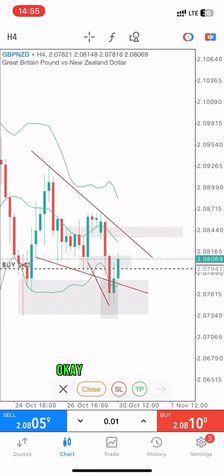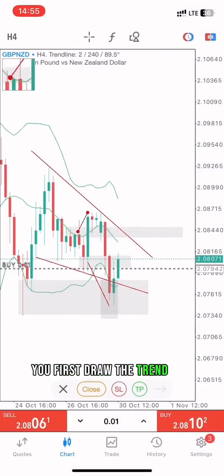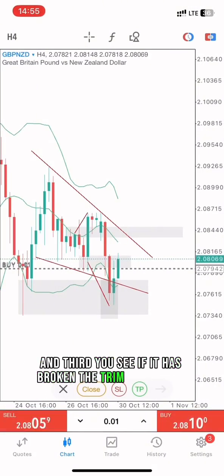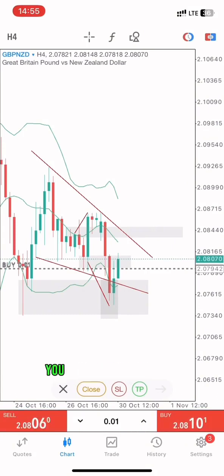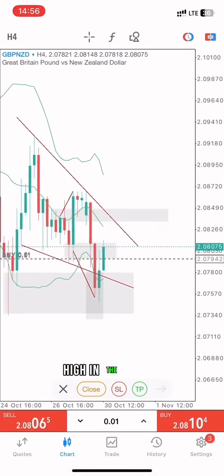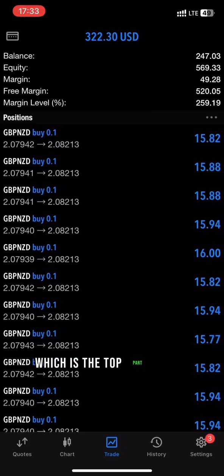Okay, so it's going up. Why now buy? I hope you understand from the point where I ended this trade. You first draw the trend line, and then you check to see the pattern, and third, you see if it has broken the trend line or not. Then fourth, you see if it has touched any part of the Bollinger Band, and then fifth, you check for the Quasimodo if it's there or not. Right there we have a higher high and a lower low, and it's aiming to go to the higher high, which is the top part of the right shoulder.